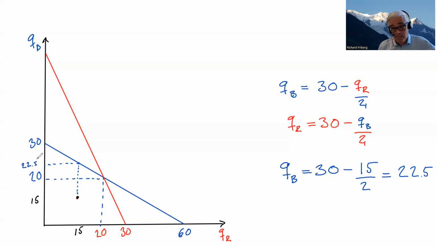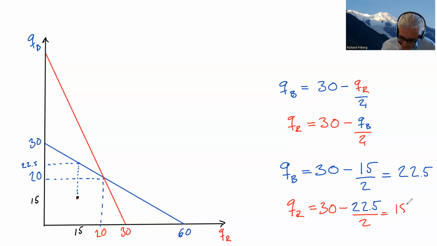Okay. And similar, we could do similar reasoning for red, but let's instead take this 22.5 as a starting point. For red, well, we could plug that in. So red would then produce 30 minus, let's do that in blue, 22.5 divided by 2 equals what? 18.75. So we would have 18.75 here.